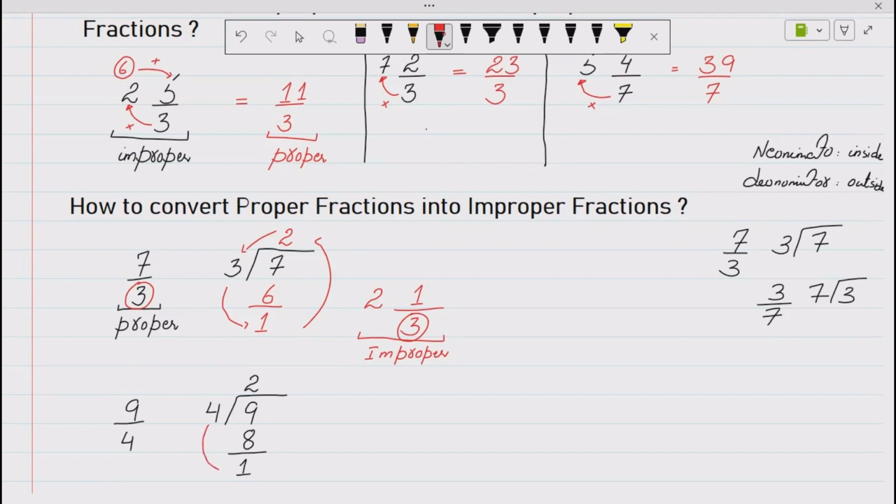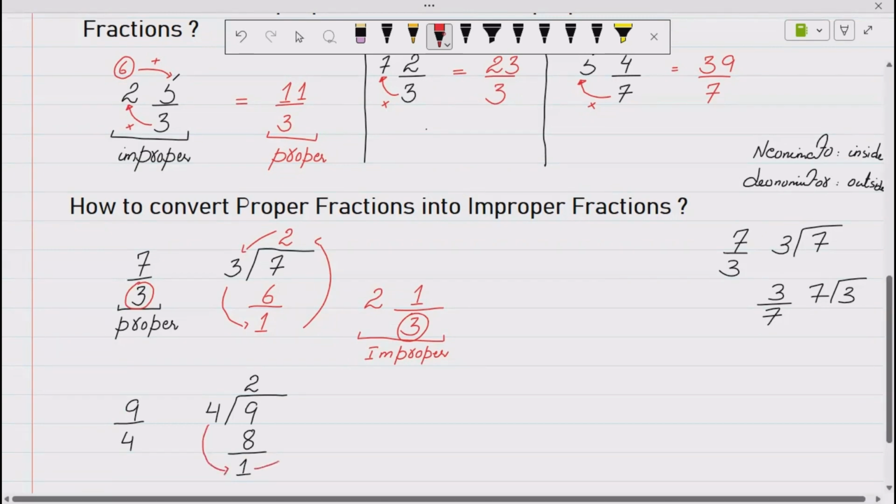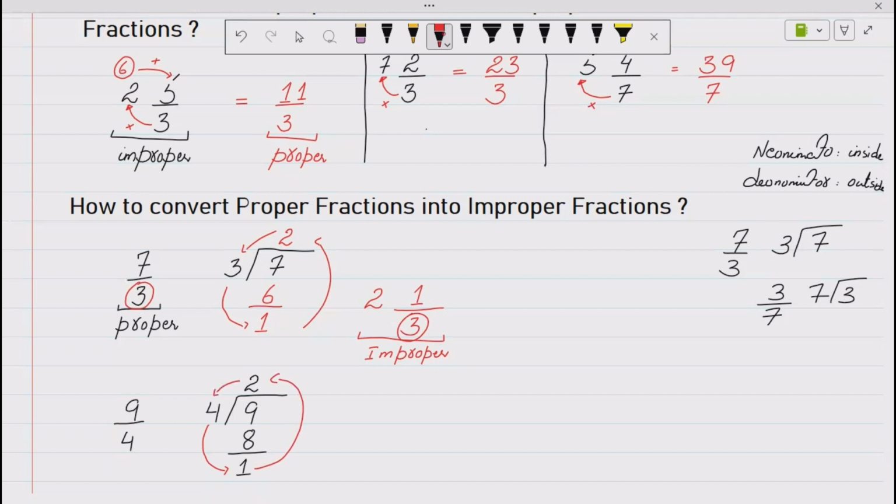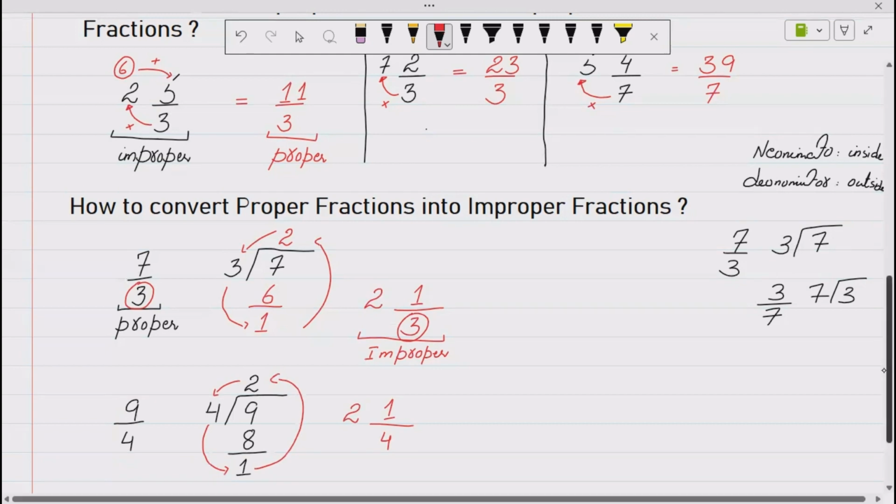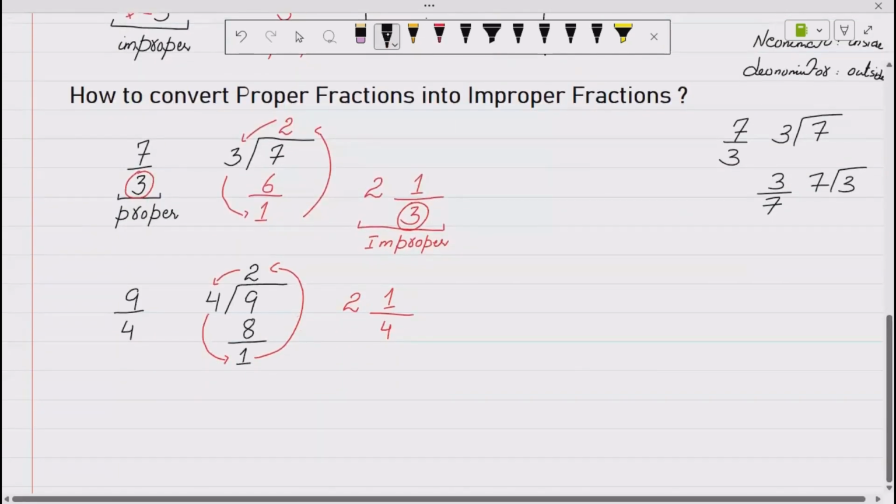So we have to make a circle. So 4 comes below, 1 comes up, 2 comes on the left side. So what we have to write? 4 comes below, 1 comes up, 2 comes here. So now this proper fraction is converted into an improper fraction. Now let's see another example, which is 19 upon 7.